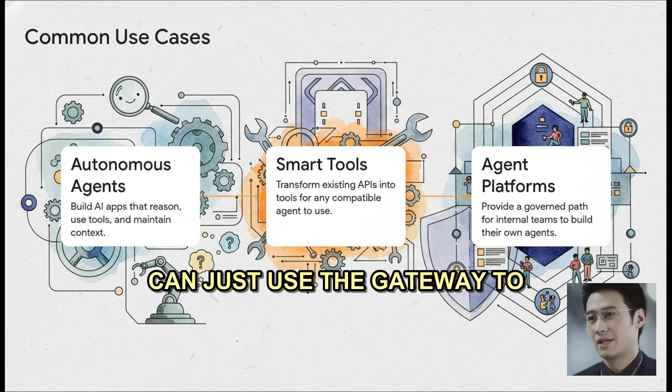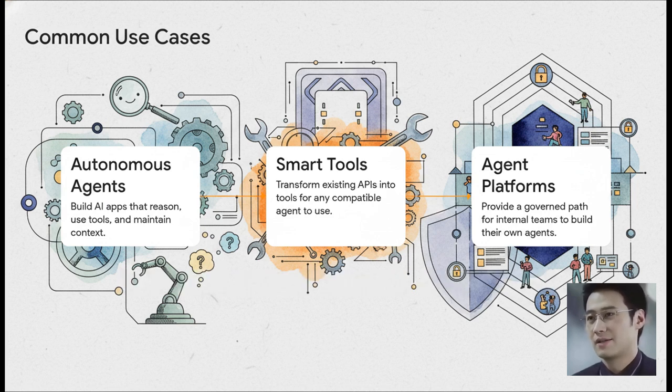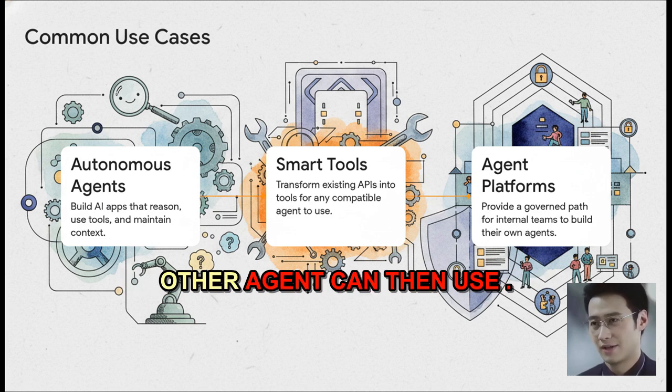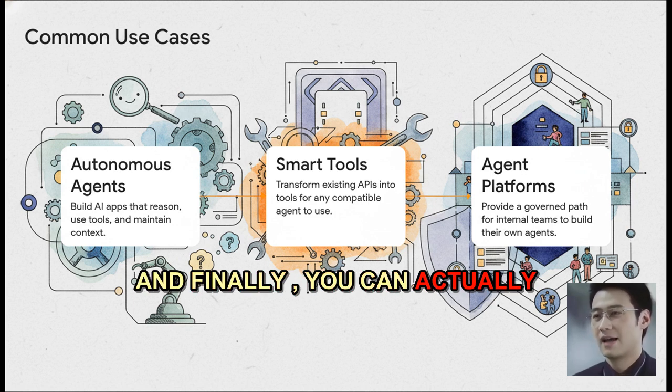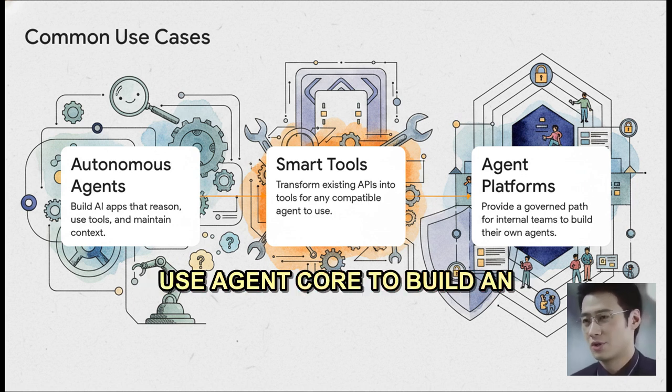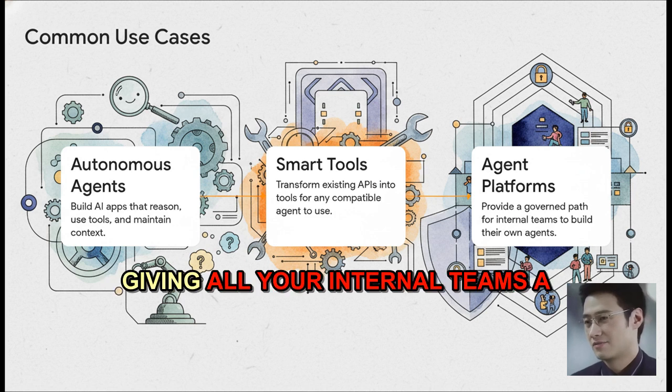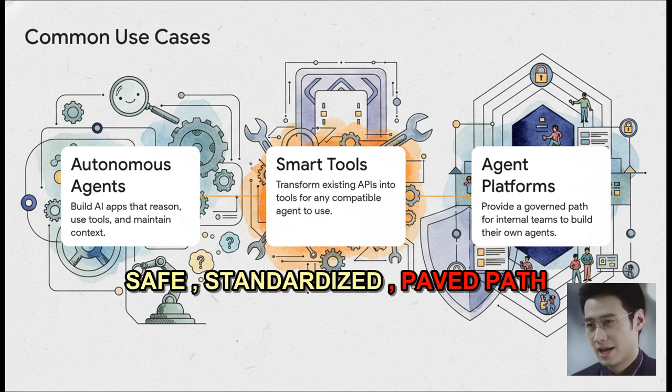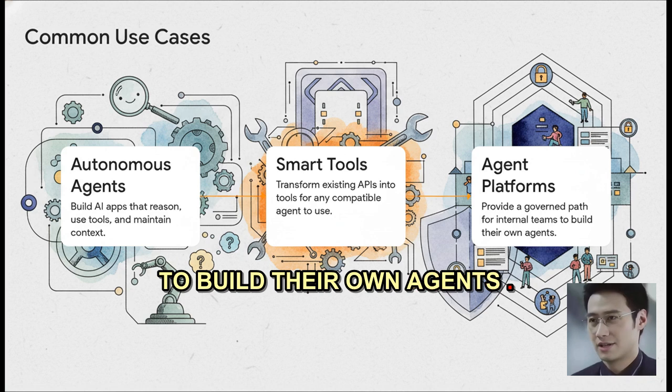Second, you can just use the gateway to wrap your existing APIs and turn them into smart tools that any other agent can then use. And finally, you can actually use Agent Core to build an entire platform for your company, giving all your internal teams a safe, standardized, paved path to build their own agents.